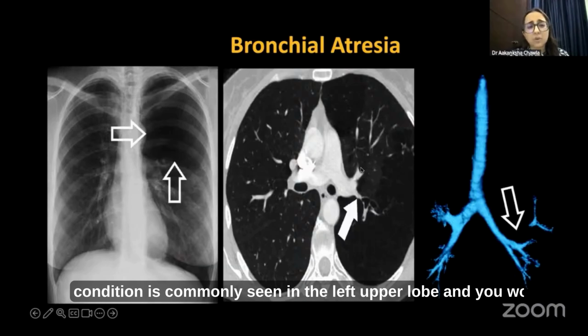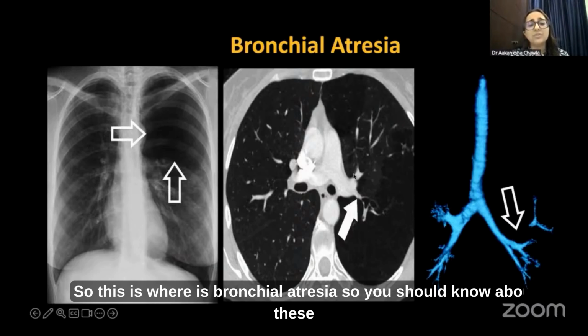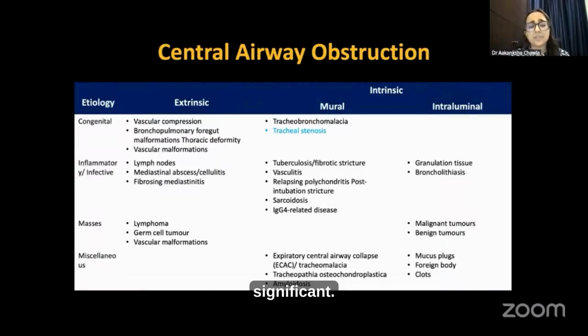This condition is commonly seen in the left upper lobe, and you would see that there is air trapping on the left side because of this abrupt cutoff. So this is bronchial atresia. You should know about these congenital conditions. Usually in adults, they are not significant.